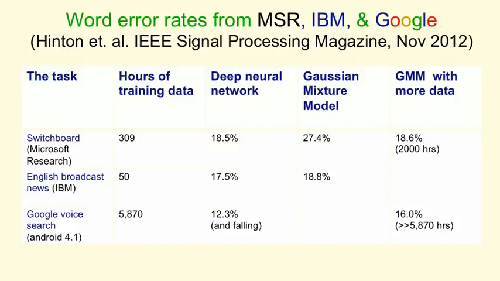That was still much less than they'd trained their Gaussian mixture model on. But even with much less data, it did a lot better than the technology they had before. So it reduced the error rate from 16% to 12.3%, and the error rate is still falling. And in the latest Android, if you do voice search, it's using one of these deep neural networks in order to do very good speech recognition.